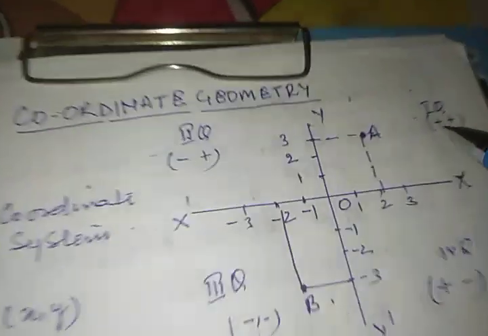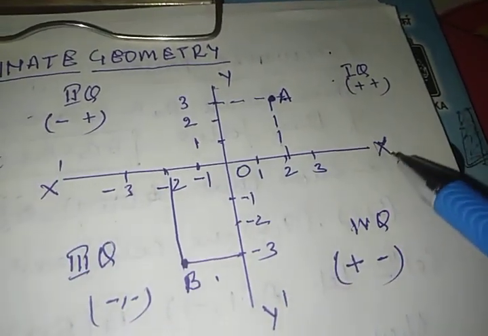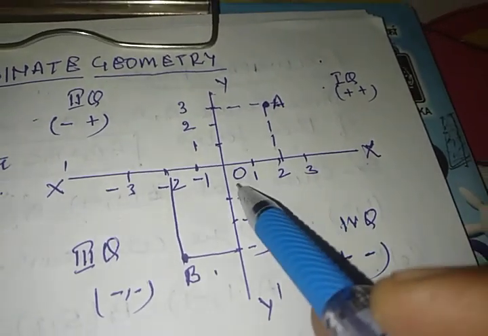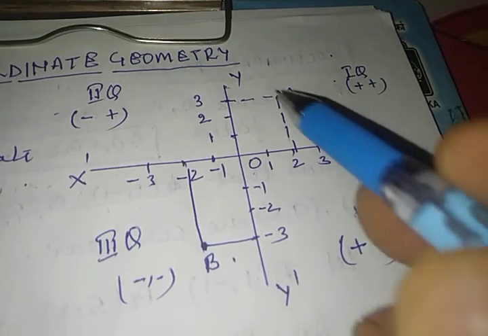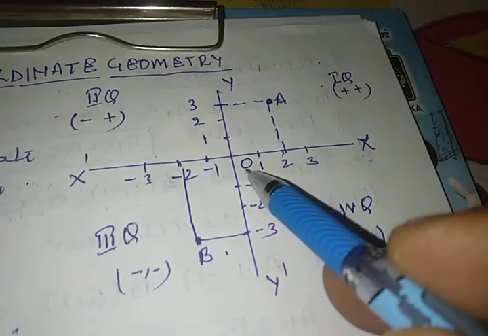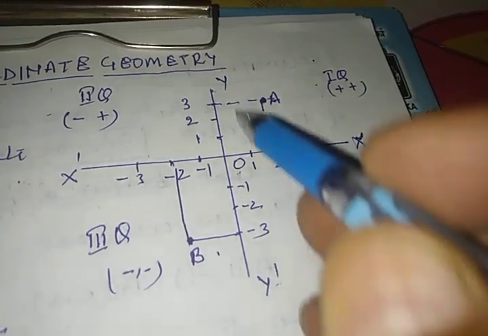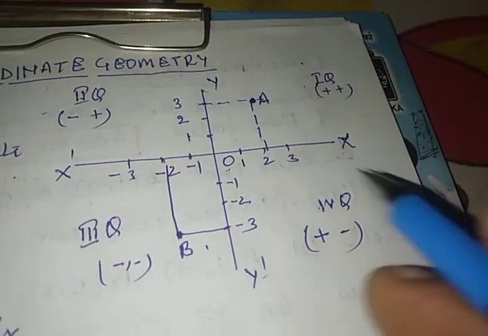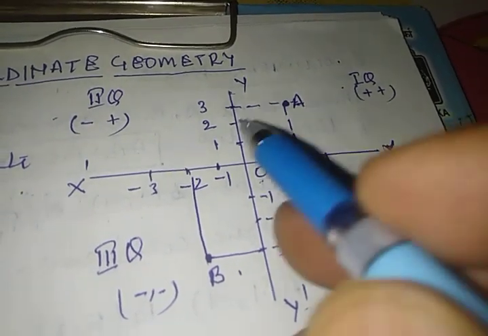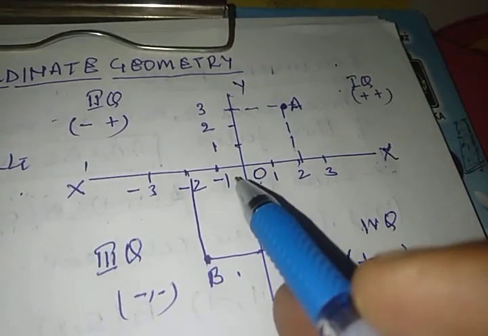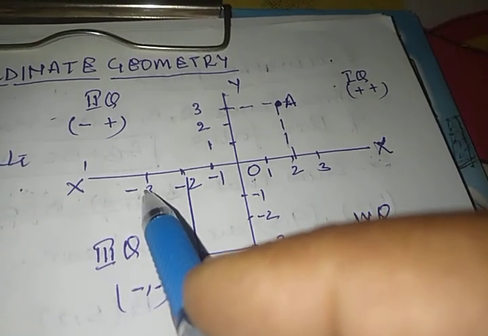See, this is your rectangular coordinate system. It has x', O and x. This is called your x-axis. This is y, this is O, means origin, and this is y'. So this is called your y-axis. Here we plot the points 1, 2, 3, 4, 5, 6 like this. On the left side it will be negative: -1, -2, -3.